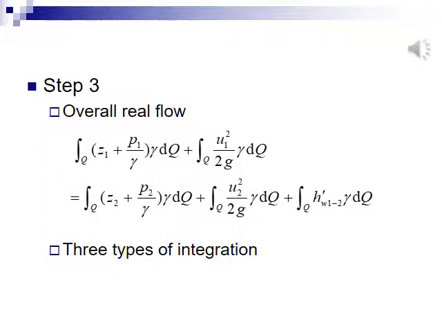In the last step, step 3, we deal with total flow. Total flow is the summation or integration of all element flows inside boundaries. So we have to use integral operation as shown in the equation. Now there are 3 types of integrals in the equation. One for piezometric head, one for velocity head, and one for head loss. In the following, we are going to analyze them respectively.